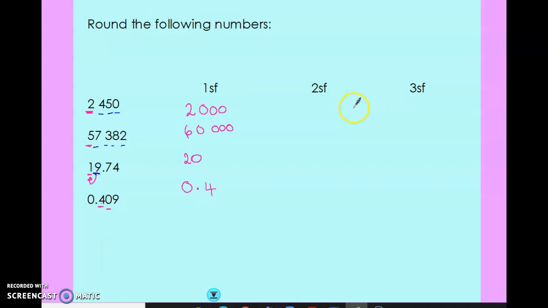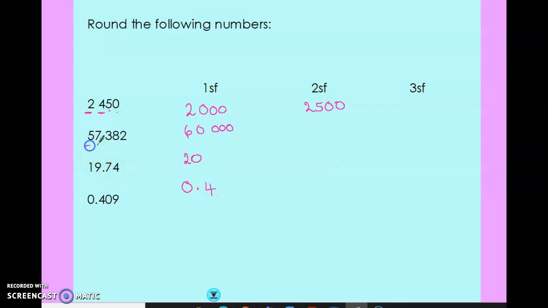Going back to the beginning then, but this time looking at 2 significant figures. We've got 2,450. I'm now looking at 2,450, but 2 significant figures. So there's 1, 2. Straight after the 4 is a 5, so that's going to round that 4 up to 5. So I get 2, 5, 2 spaces left, so I fill those in with zeros.